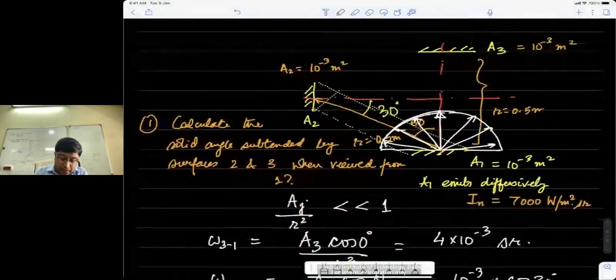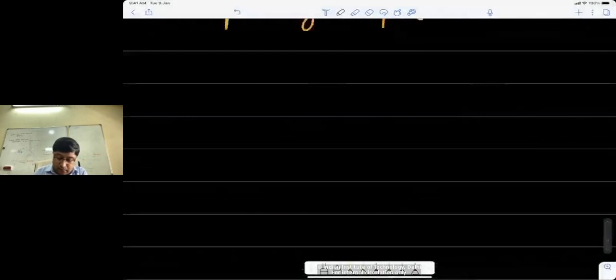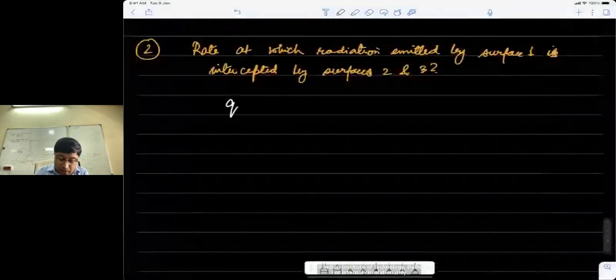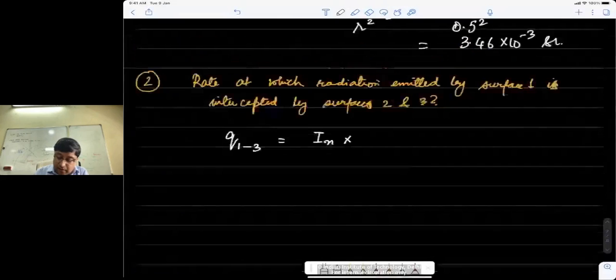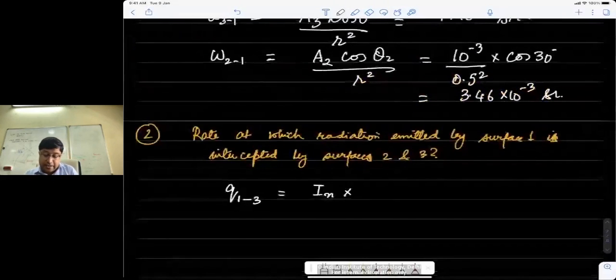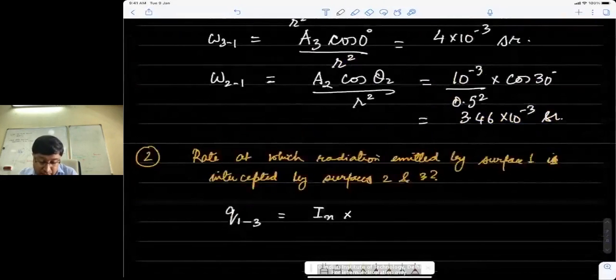So we can again do surface 3 first. Say I want to write Q, which is the amount of radiant energy leaving 1 but reaching 3, which is a surface right above it. So that should be in terms of the intensity and in terms of areas and in terms of solid angle. So this is going to be I lambda, or rather IN in this case, because it's a diffuse surface. So IN into the area, which is, remember, if you look at the integral again.